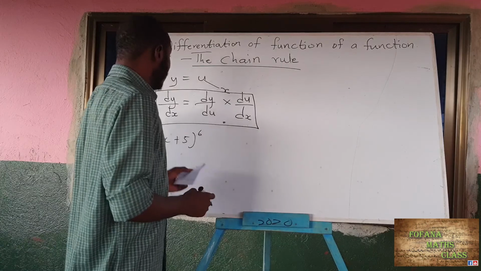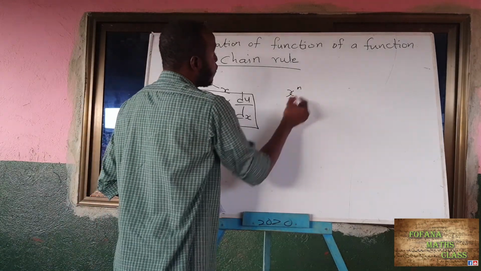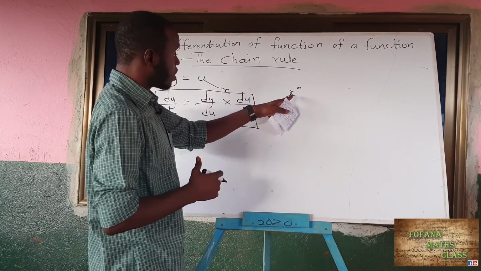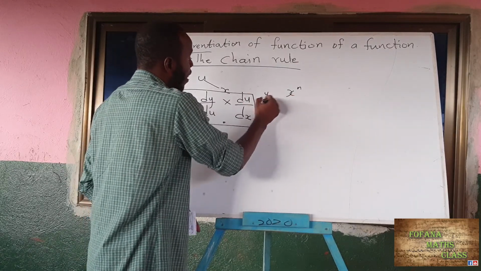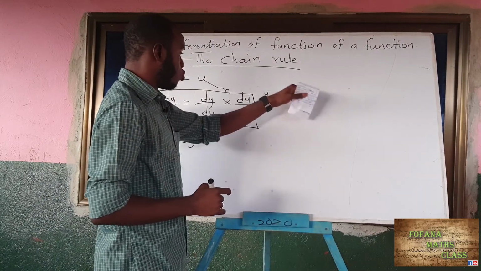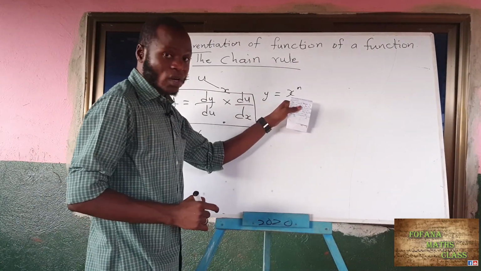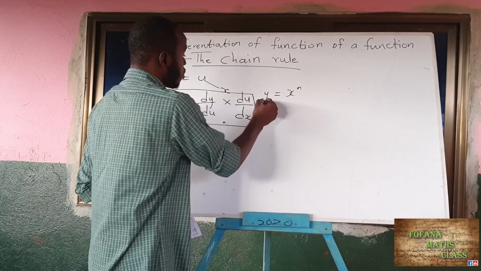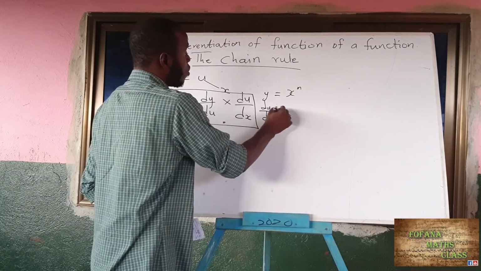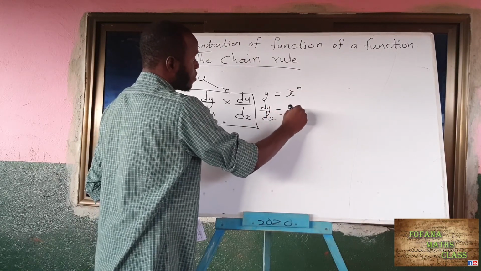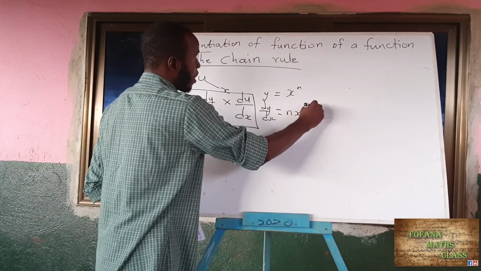We differentiate it like x to the power n. If you remember, when we were doing the rules of differentiation, we dealt with a certain rule: if y is equal to x to the power n, the one we use to differentiate this is what we use to differentiate a function of a function. The dy/dx of this is n times x to the power n minus 1: the n comes down and multiplies the x, then we subtract 1 from the power.